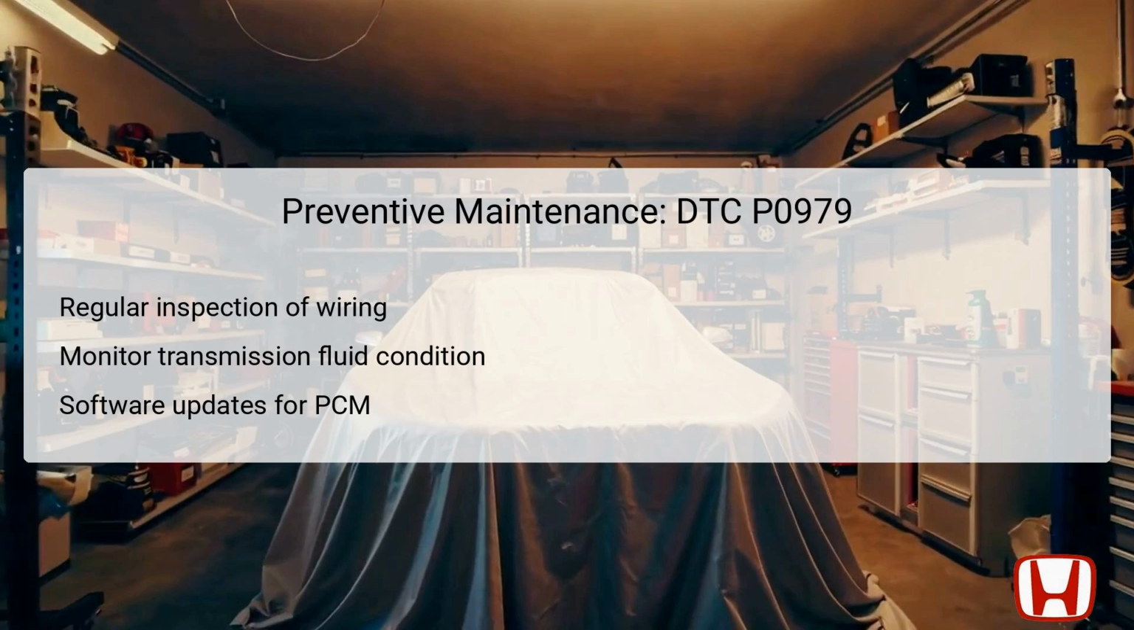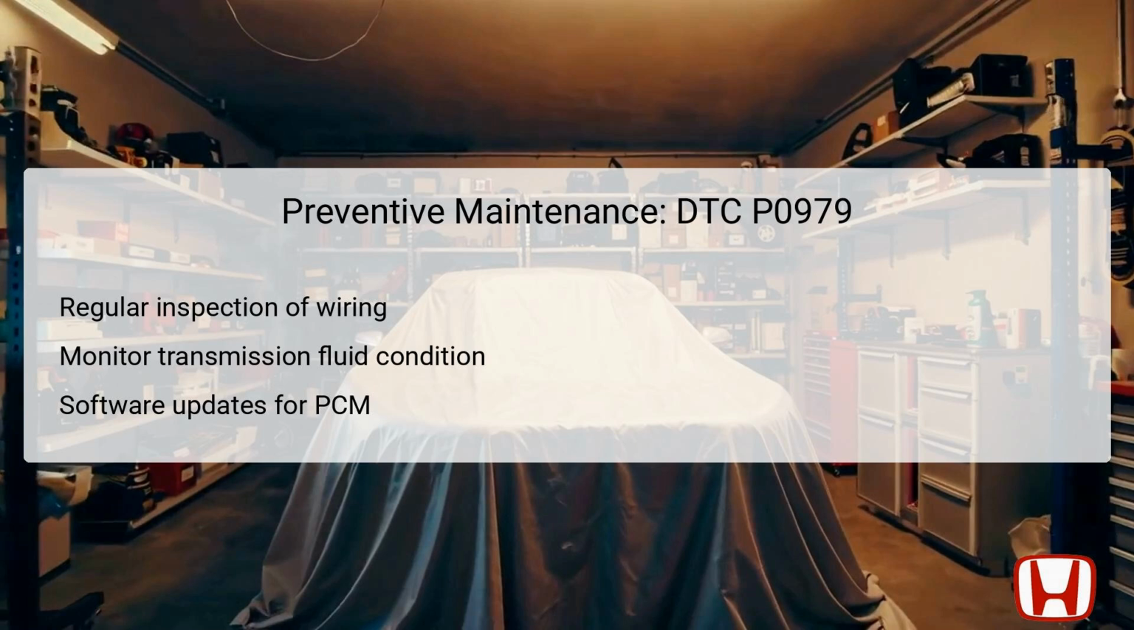Preventive maintenance plays a pivotal role in minimizing future occurrences of DTC P0979. One essential strategy involves regularly inspecting the wiring harnesses related to the shift solenoid valves, looking for signs of wear or damage that may lead to electrical failures. Additionally, monitoring the condition of the transmission fluid can help prevent mechanical issues that may indirectly affect electrical components. Ensuring that the transmission fluid is clean and at the correct levels can significantly enhance overall performance.